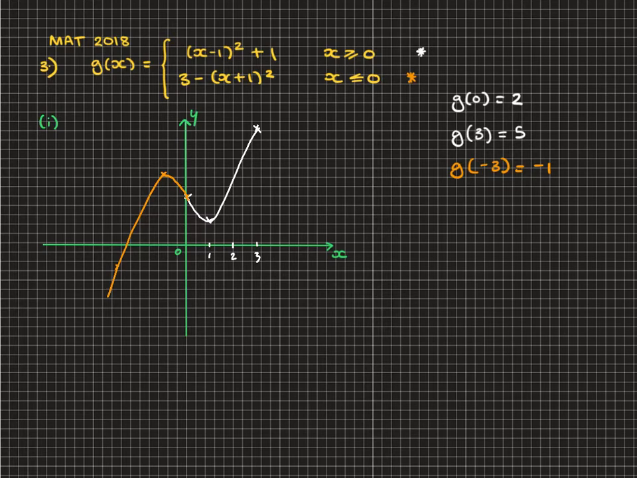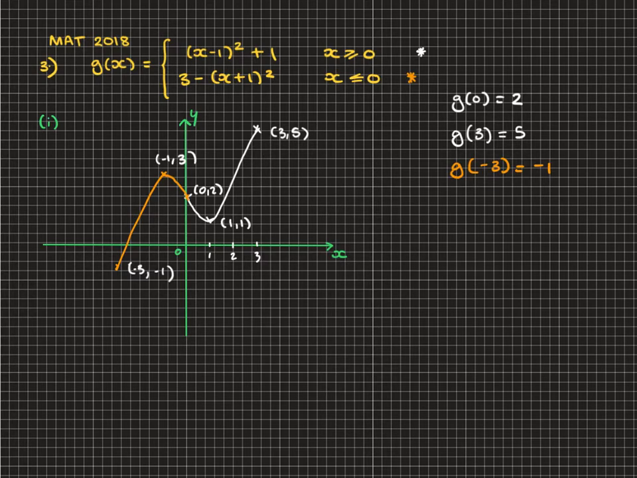I'm just going to put in some coordinates. So (1, 1), (3, 5), (0, 2), (-1, 3), and over here (-3, -1). So I'm actually just going to get rid of a portion of the graph that we have outside of the given set of x values.